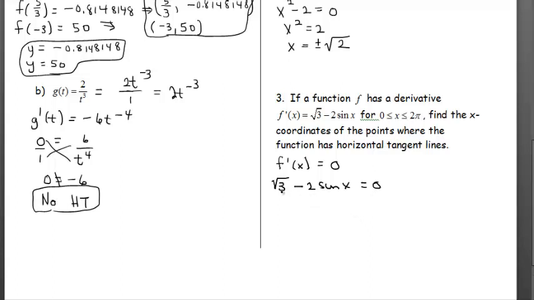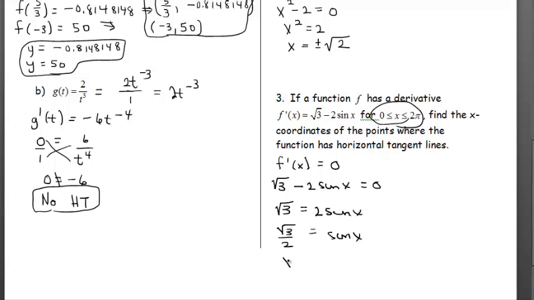The obvious thing here would be to move 2 sine x over, divide by 2. You can trade sides if you want to, but you're just finding the angles whose y-coordinates are positive square root of 3 over 2 on this defined interval. So where is x going to fall between 0 and 2 pi? I'm sorry, what angle has a y-coordinate of square root of 3 over 2 on this interval?